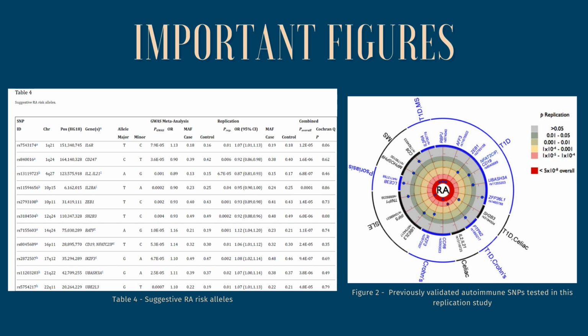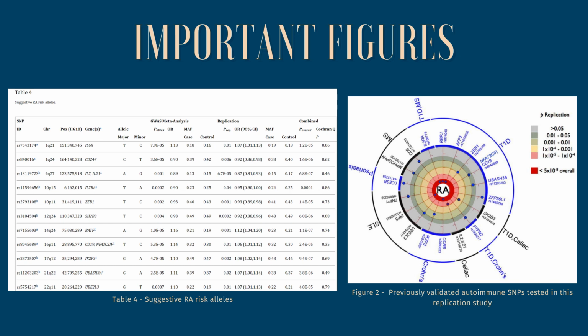While this is useful, a visual representation which more clearly displays the strength of association, like Figure 2 on the right, can help identify the most significant SNPs at a glance. This figure also emphasizes the overlap between RA and other autoimmune diseases. It contains 18 SNPs, 5 of which were validated as RA risk alleles in the study, and these have dots in the innermost circle. 6 more have suggestive associations, and 6 had no evidence.